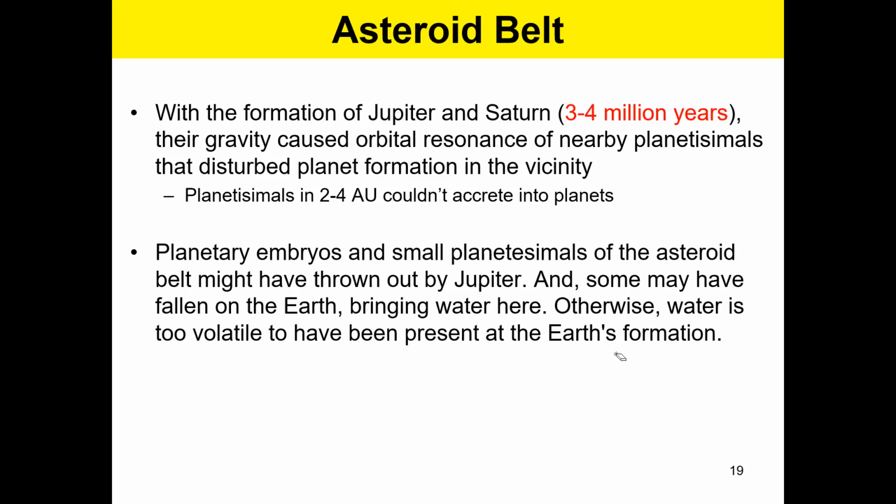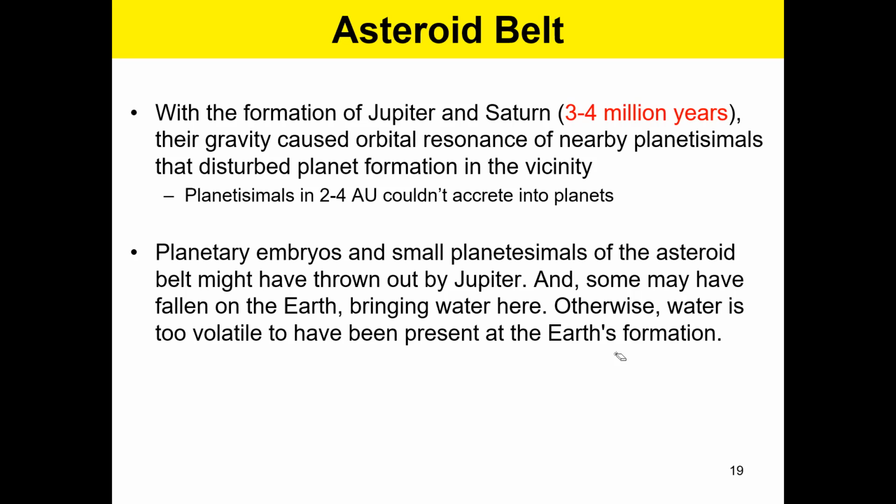The water might have gotten here not right from the beginning, but at a later time. It's obvious, right? Between then and now. So how can we explain that? How did we get water if it was not there originally at the time of formation?